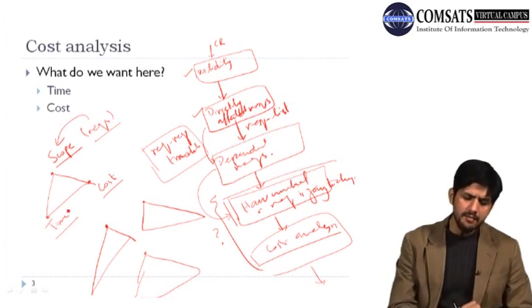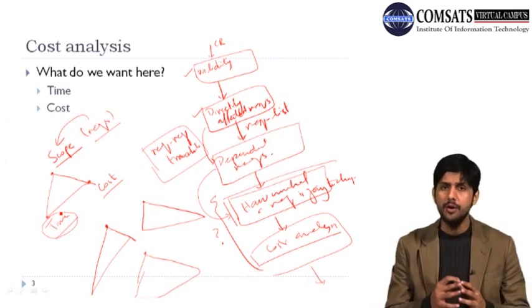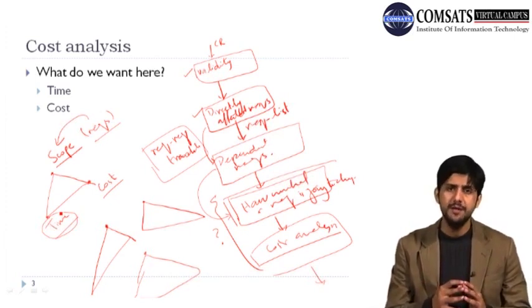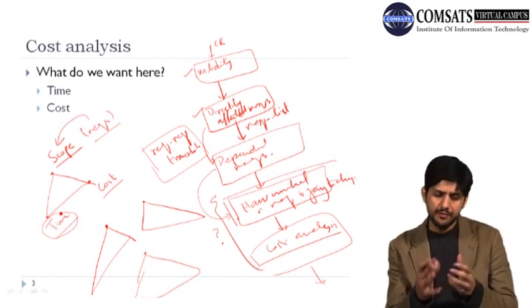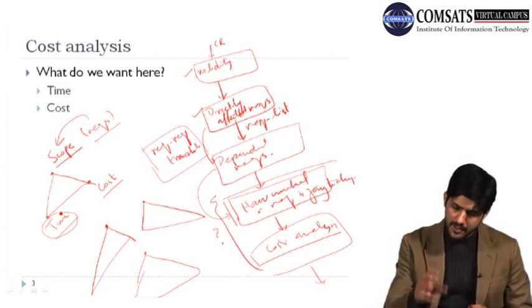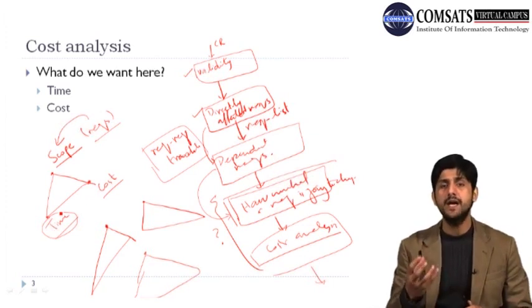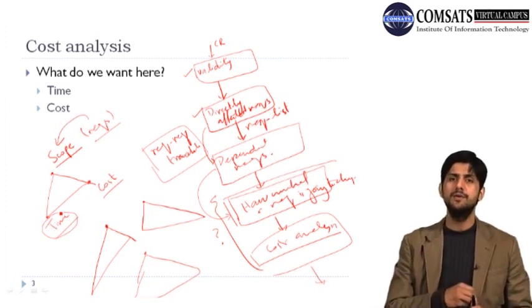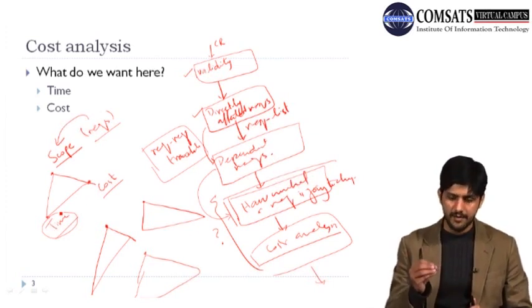And at times, time and cost are related to each other, and we are going to talk briefly about how, in terms of project management, we can use the schedule information to get the cost. But in essence, in today's lecture, we are going to try to understand how traceability information can be used to guess or to estimate the impact of a change in terms of time and cost.